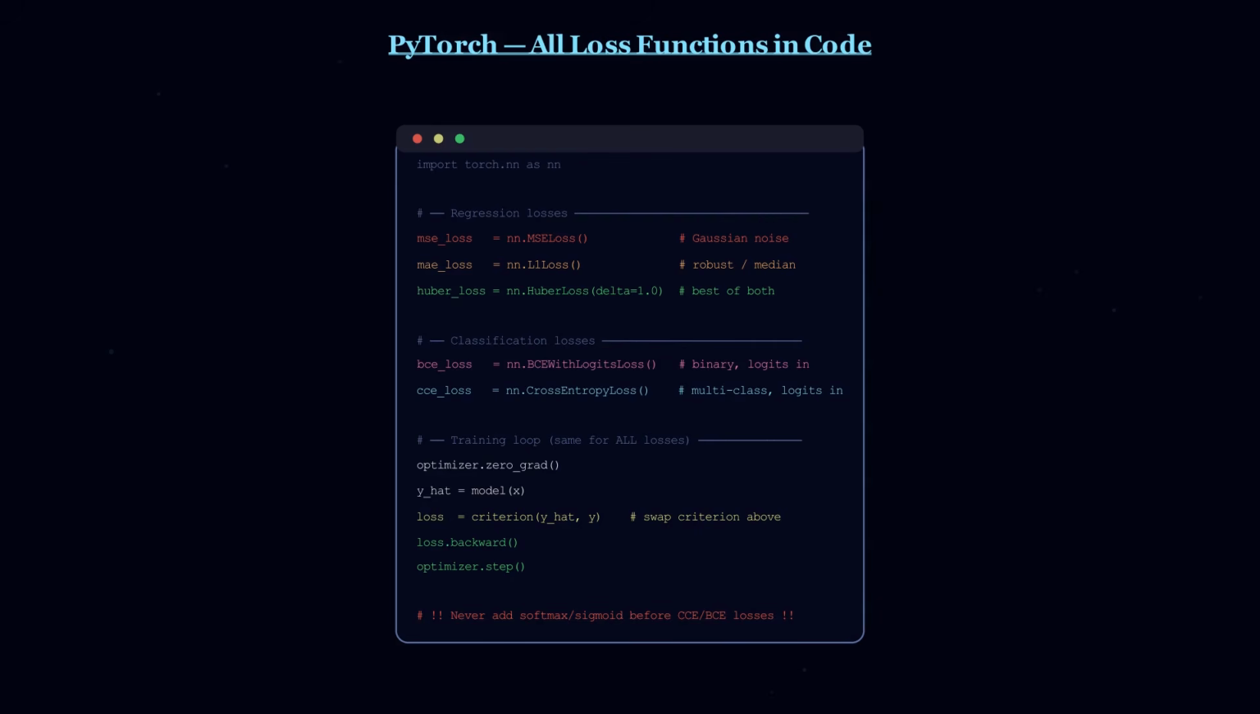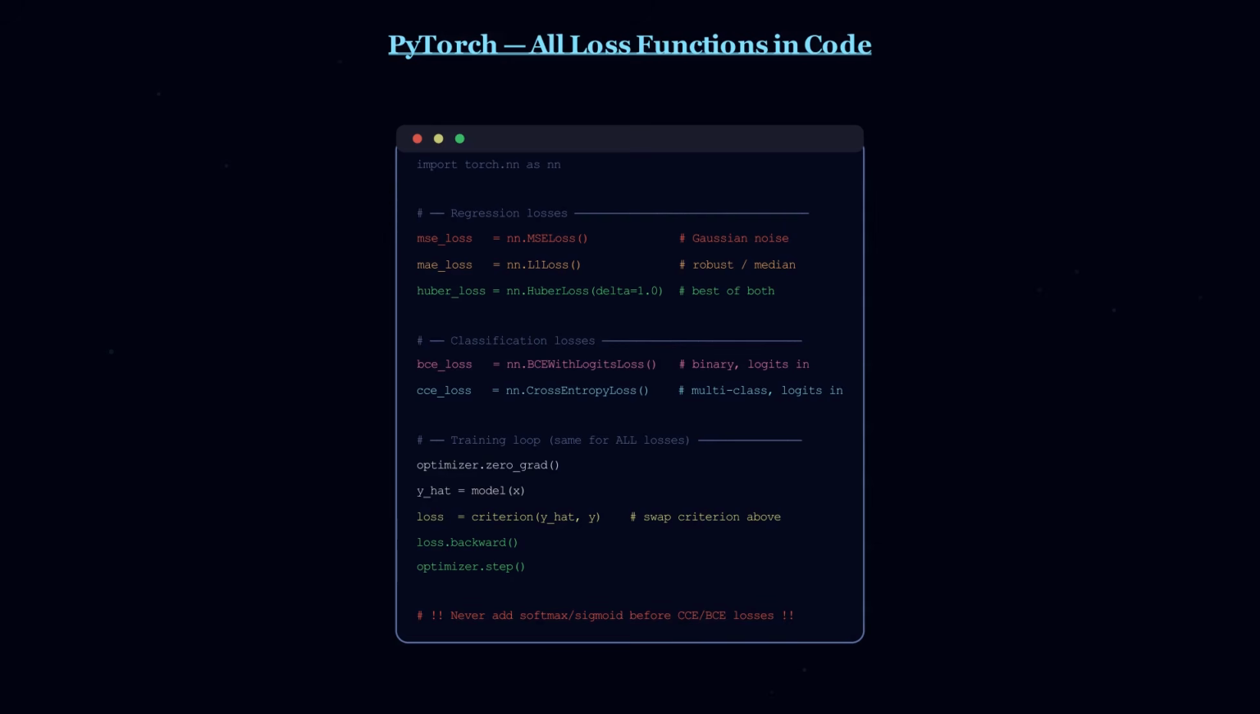Binary classification: criterion equals nn.BCEWithLogitsLoss. Pass raw logits, not sigmoid output. Targets are a float tensor of zeros and ones. Multi-class classification: criterion equals nn.CrossEntropyLoss. Pass raw logits. Targets are long integers, class indices.